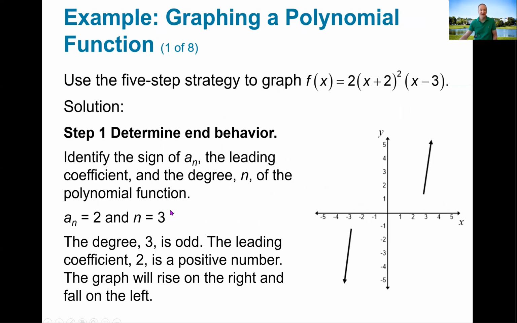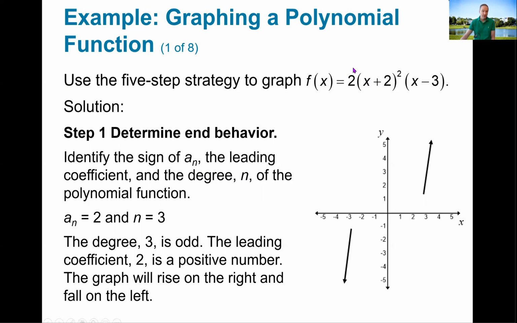Now, let's look at that in action with this problem. I'm asking you to use the 5-step strategy to graph f of x equals 2 times the group x plus 2 squared times x minus 3. So the first thing I would want you to do here is understand that this is a polynomial of degree 3. You need to determine the degree n. Well, I know the degree n is 3 because I would have x to the second times x to the first. X to the second times x to the first is x to the third.